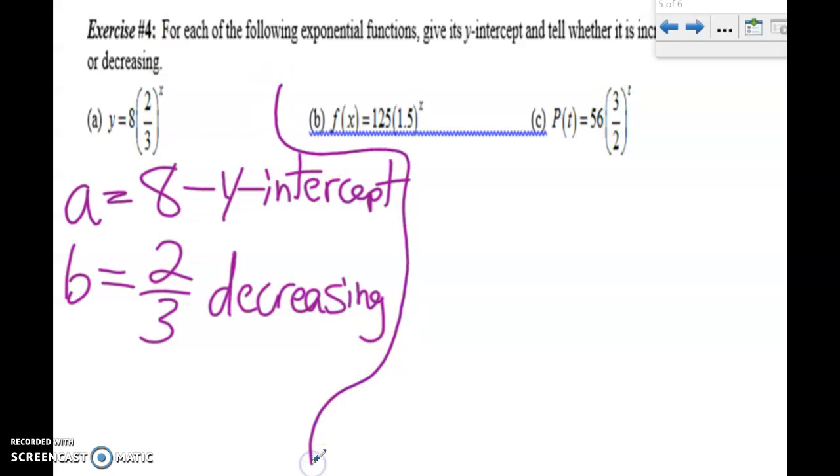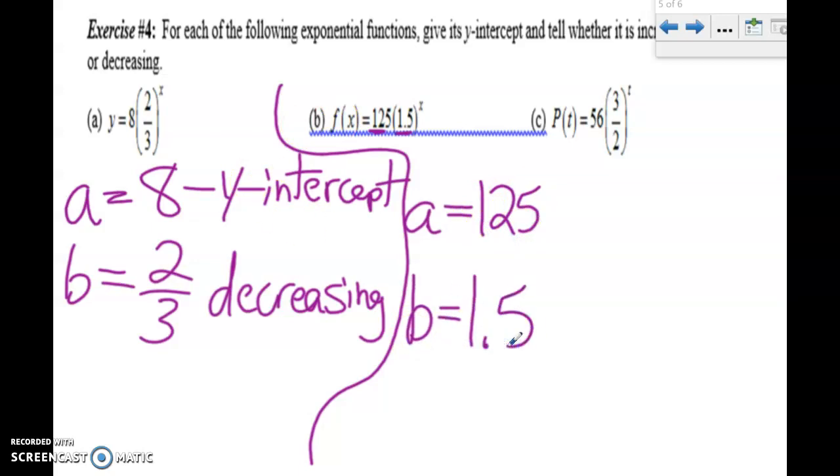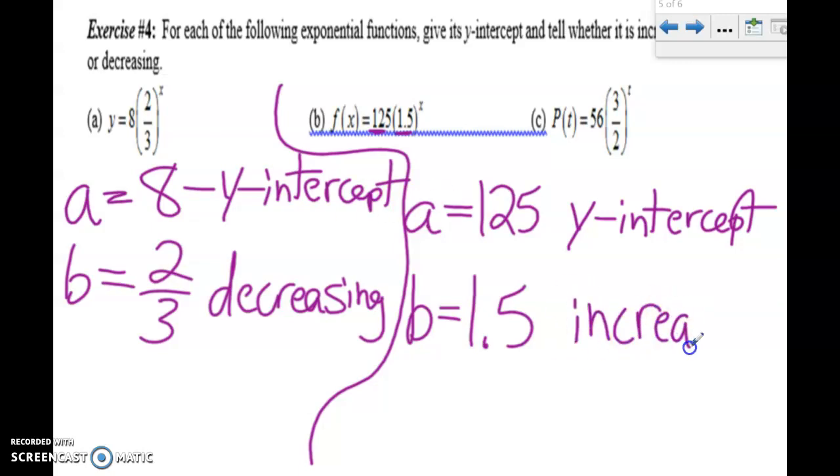Let's see if I can make some room for this next one. Now again, let's kind of pick it apart here. First number, second number. A value, 125. B value, 1.5. What does that tell us? It tells us that the 125 is the y-intercept. Okay? The b value, let's think about it. Is it bigger than 1 or less than 1? Yeah, it's bigger than 1, right? So it is increasing.